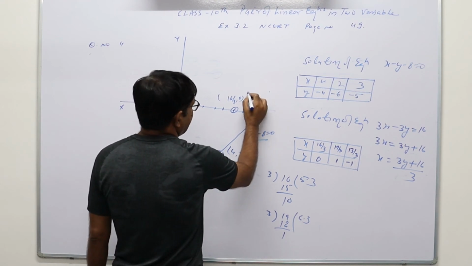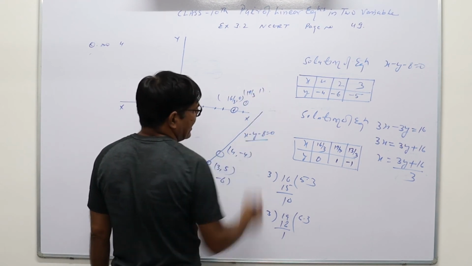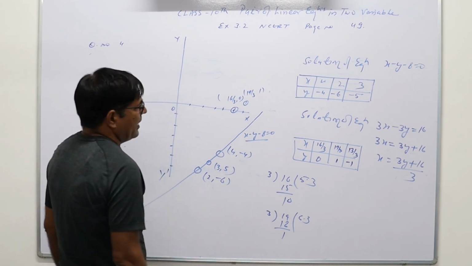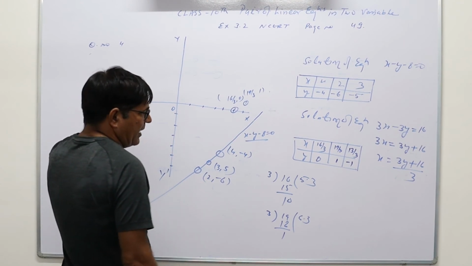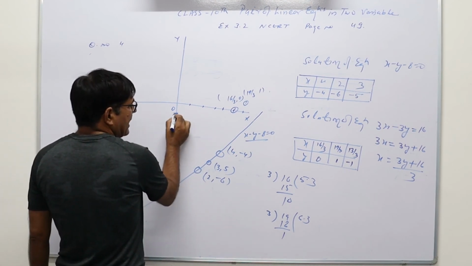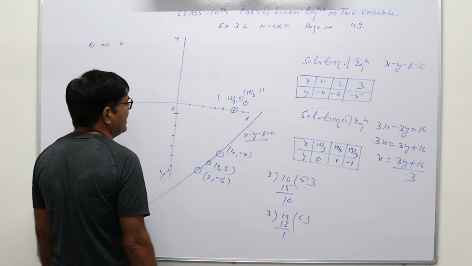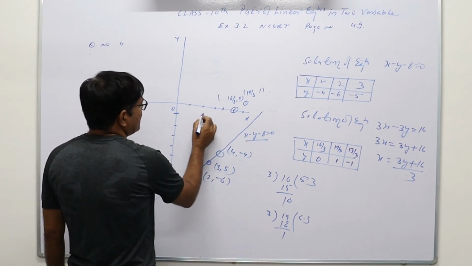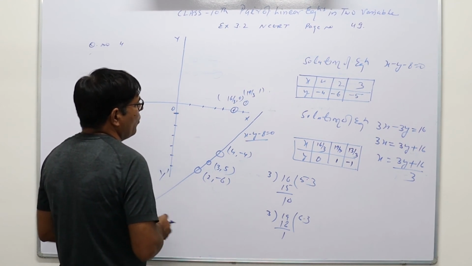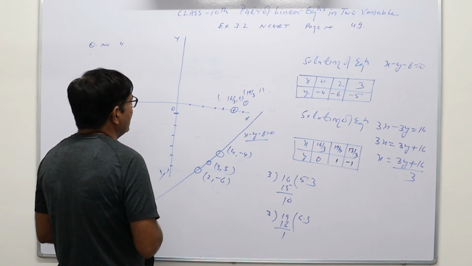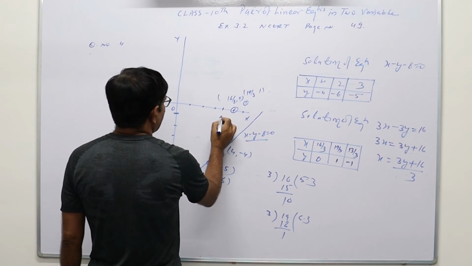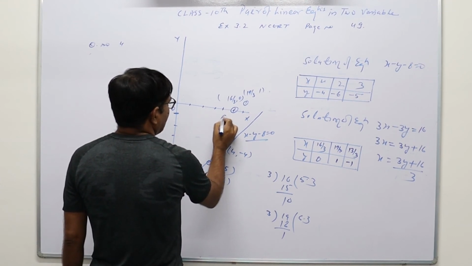So this is 19 by 3 comma 1, and then when x is equal to minus 1, then y is equal to minus 1. If the value of y is minus 1, then x is 13 by 3, which is at least 4 point something. So 1, 2, 3, 4 point something. So this will be the third point.